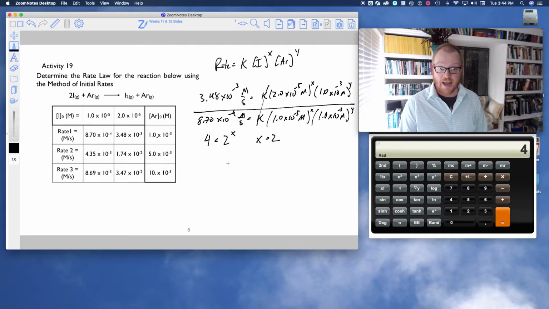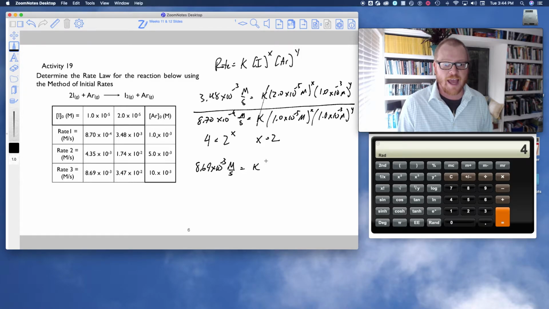Now when I want to go to the next one, I've got to figure out why. So now I need to look at data in which the iodide concentration remains the same, but the argon concentration varies, okay? And here's the one I picked. I'm going to do that 8.69 times 10 minus 3 molar per second equals K. And this one resulted when I have this concentration of iodide and this concentration of argon. So now that's 1.0 times 10 minus 5.